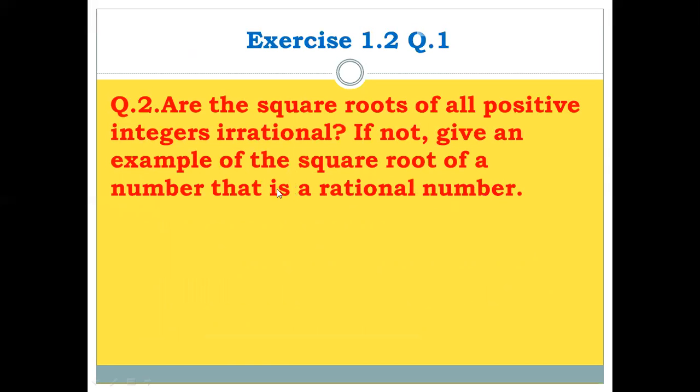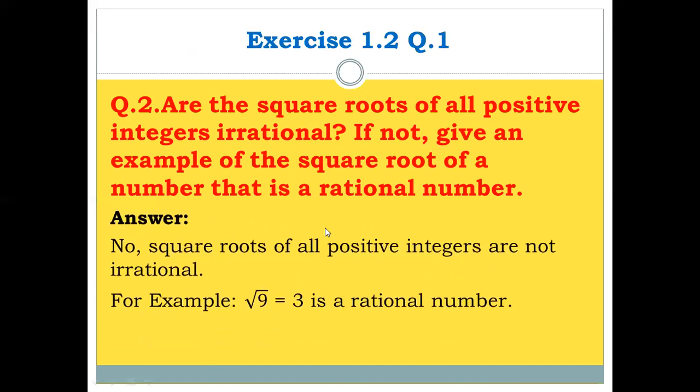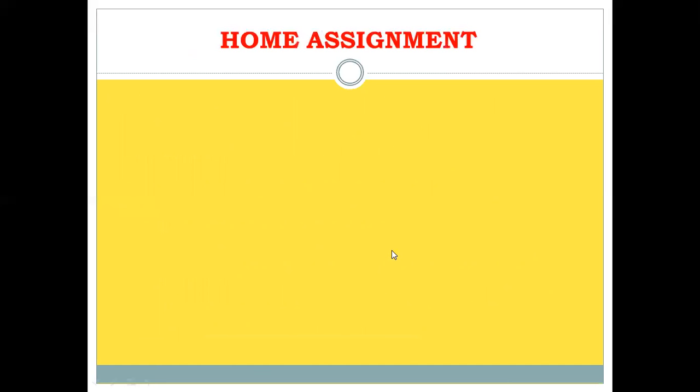Now next we have exercise 1.2, question number 2. Are the square roots of all positive integers irrational? If not, give an example of the square root of a number that is not irrational. Answer: no, square roots of all positive integers are not irrational. For example, root 9 is equal to 3, which is a rational number.